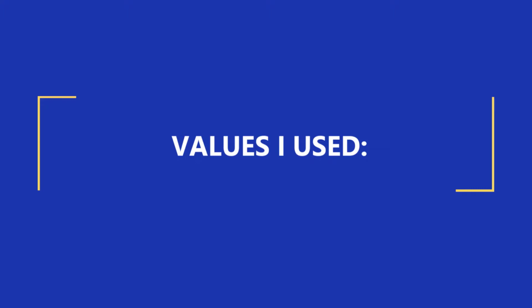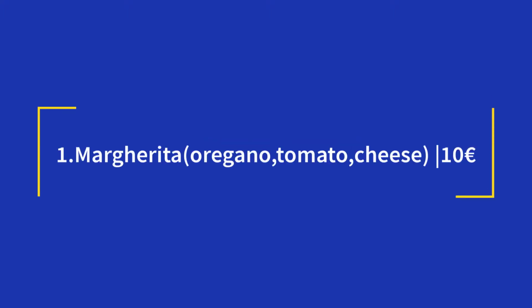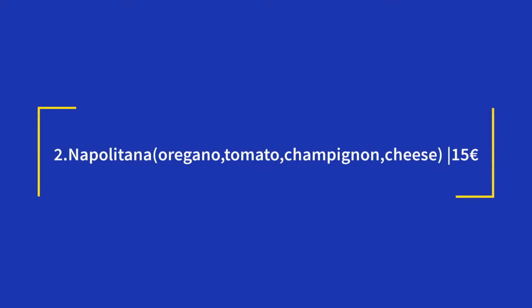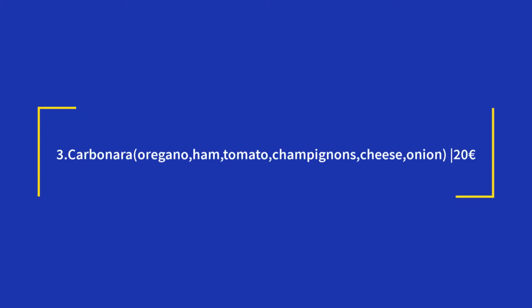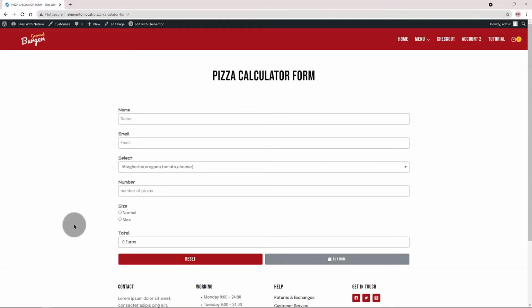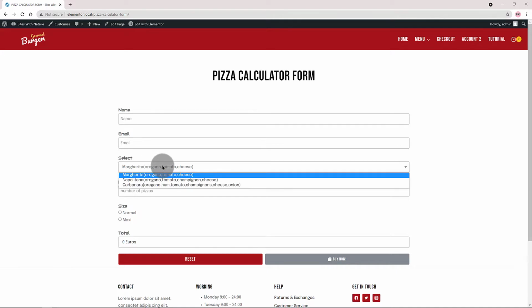Great! Let's test this out to check if the values are correct. I select a margherita value, one pizza. The total is 10 euros. And finally, the carbonara option, which costs 20 euros each one. The normal size is 20 euros. And if I go with the maxi size, it's 25 euros.